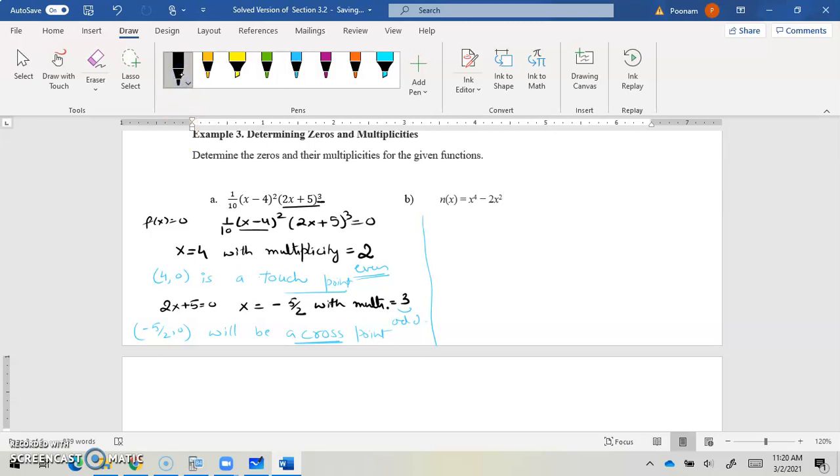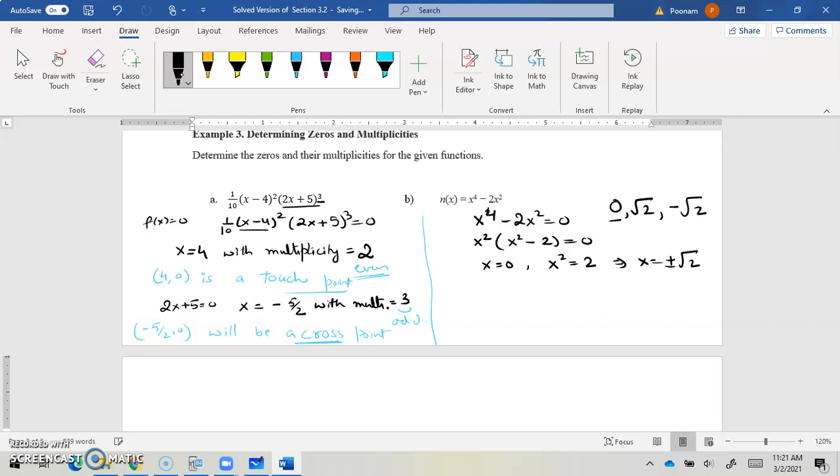Let's look at the second example, part B. This polynomial function n of x is given to be x raised to power 4 minus 2x squared. I can write this as x to the 4 minus 2x squared is equal to 0. That becomes my equation. I can factor out x squared. So x is equal to 0 or x squared is equal to 2. That will give me x is equal to plus minus root 2. So there are 3 zeros: root 2, negative root 2, and 0.